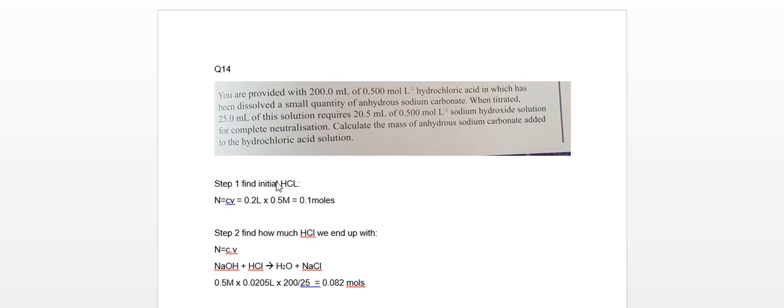So step 1, find initial hydrochloric acid. 200 milliliters, convert it to liters, 0.2 liters times 0.5 moles per liter equals 0.1 moles of matter that's present.